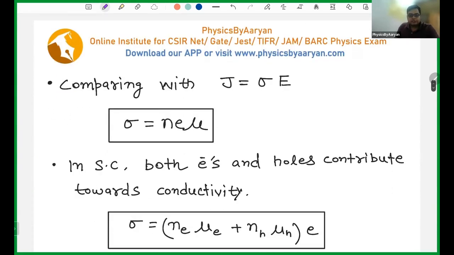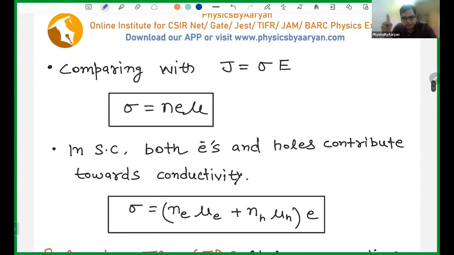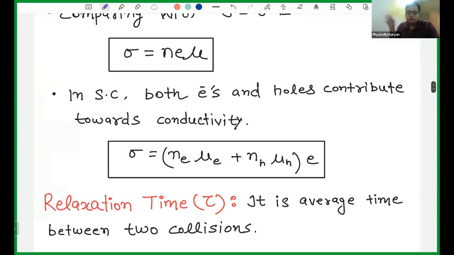So my conductivity is N e mu, where N is the charge density, e is the charge on the electron, and mu is the mobility of the material, the electron mobility. Now I did all the calculations. Now it is time that I also add the contribution of holes, because in a semiconductor, both electrons as well as holes are contributing.